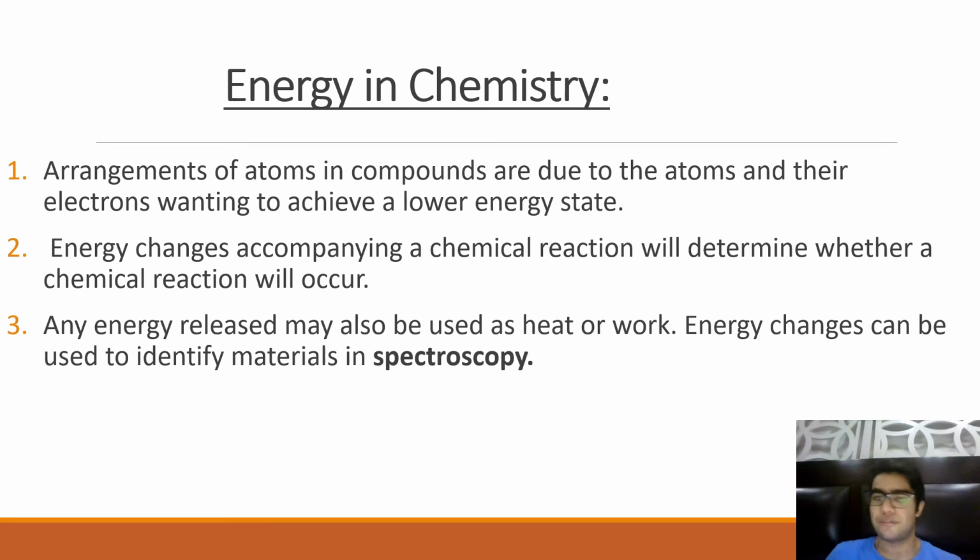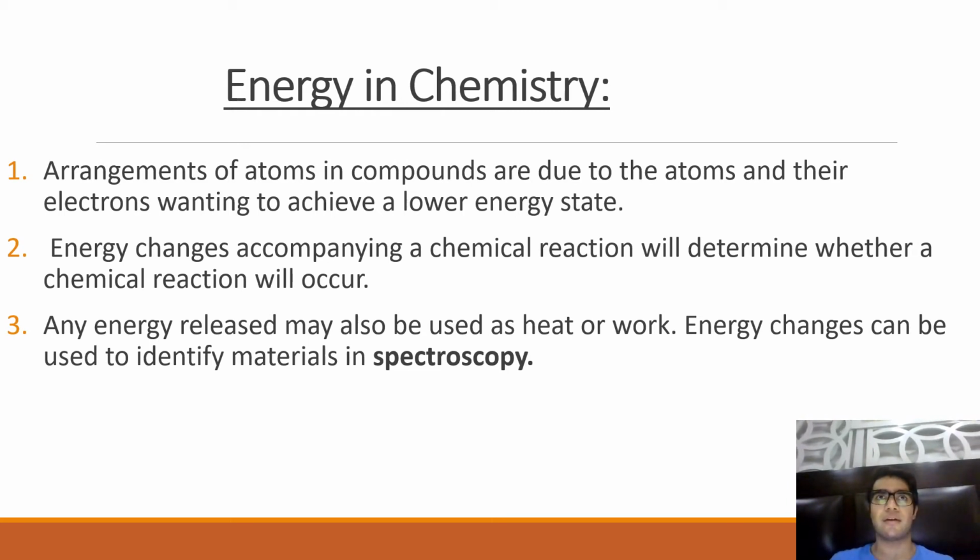Let's look at energy. So arrangements of atoms and compounds are due to the atoms and their electrons wanting to achieve a lower energy state. So basically, this means that the reason why atoms form compounds is because they want to achieve a lower energy state. That's why they either lose or gain electrons. So this basically determines the arrangement of atoms in a compound.